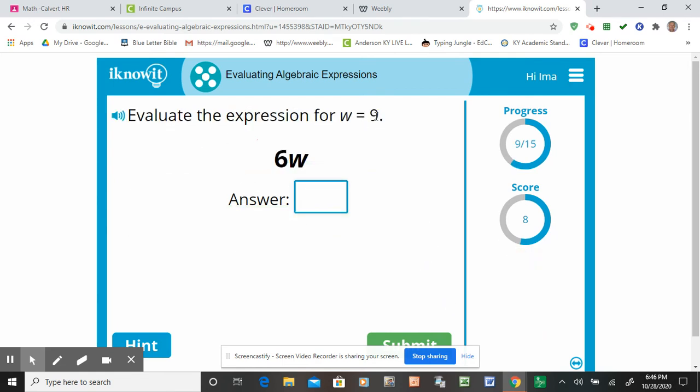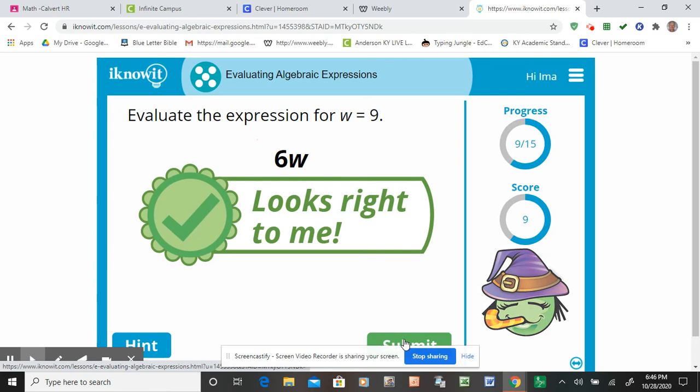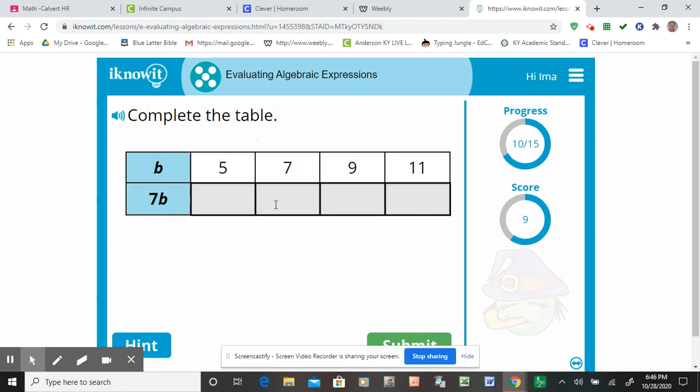Evaluate the expression, excuse me, w equals 9. So what is 6w if w equals 9? It's 6 times 9, and 6 times 9 is 54. Good. Keep in mind, if there's no operation sign between a number and the variable, the letter, then you always multiply. Now, look at this. Complete the table. This looks a bit tricky. This is b, and this is 7b.